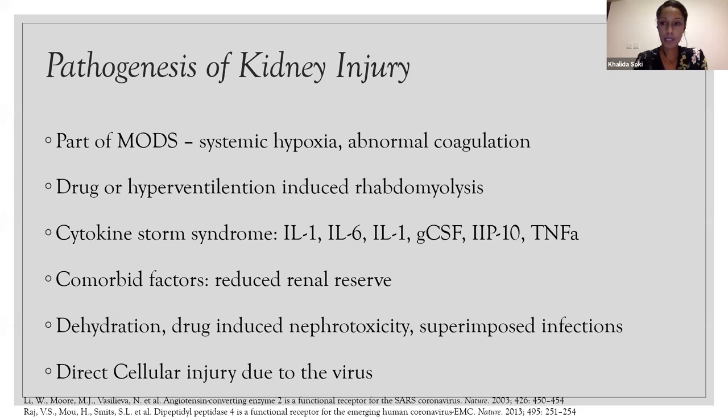So in terms of the pathogenesis, I don't think I need to go into this much, but just as a reminder, the kidney injury comes in as part of multi-organ dysfunction, the organ crosstalk that Professor was talking about. We have systemic hypoxia, abnormal coagulation, drugs, hyperventilation and rhabdomyolysis. And of course, the cytokine storm is the center of all of the damage that we're seeing, with comorbid factors reducing our renal reserve. And then we have dehydration, drug-induced nephrotoxicity, superimposed infections, and direct cellular injury due to the virus. Next slide.